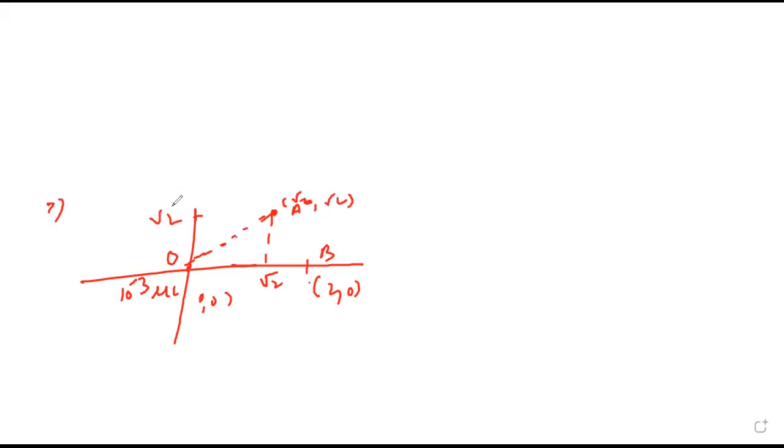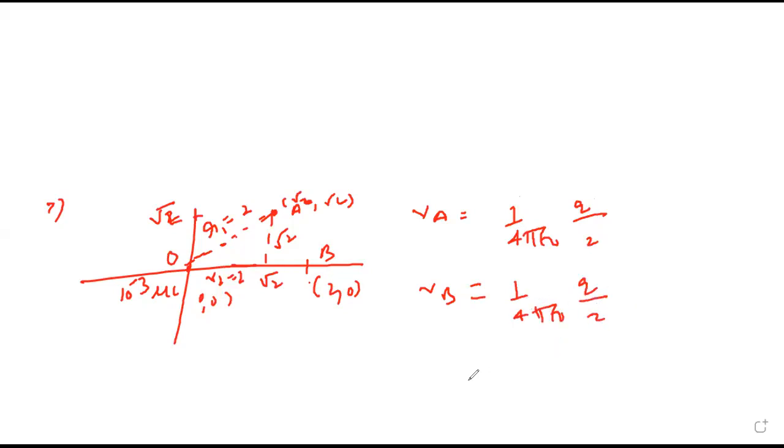Can you tell me what is distance OA? OA distance, how much is it? It is 2. And OB distance is also 2. So potential due to charge at origin at A will be 1 upon 4 pi epsilon naught q upon 2. And at B, it is 1 upon 4 pi epsilon naught, same charge, distance is same. So VA is same as VB. Therefore, VA minus VB will become 0. Answer 0.